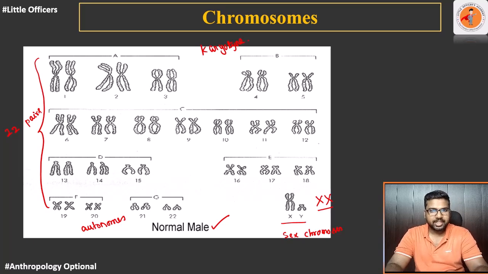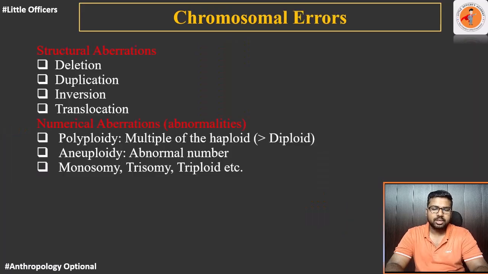We are familiar with this as well, because in genetic studies we did study about karyotyping, right? Chromosomal and karyotyping methods. Now moving on, within these chromosomes there can be some aberrations. Aberrations meaning errors. There is a possibility of having abnormalities within them.